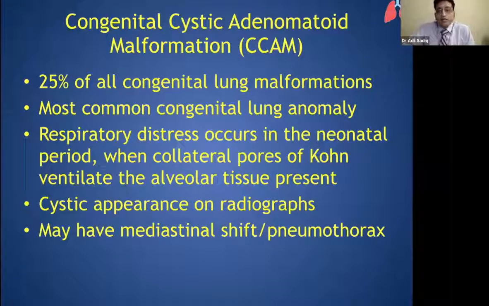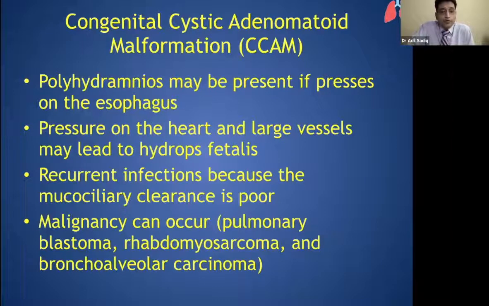Coming to an important one now, CCAM, also known as CPAM. 25% of all congenital lung malformations are related to CCAM, and very commonly cause respiratory arrest in the neonatal period. A lot of them appear cystic because they get ventilated by the surrounding pores of Kohn. They have mediastinal shift, sometimes can have a pneumothorax. They can have polyhydramnios or hydrops fetalis associated with it.